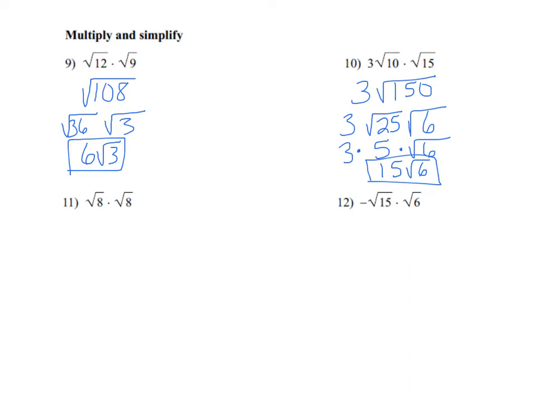On number 11, I wanted to show you what happens here when you multiply by something times itself. Well, the square root of 8 times the square root of 8 is really just the square root of 64. And the square root of 64, I'm not going to break that down because that happens to be a perfect square. That's going to come out nice. That's just equal to 8. And then I'm done. Okay, notice that when I do that, if I take a square root times itself, all I end up with is that number.